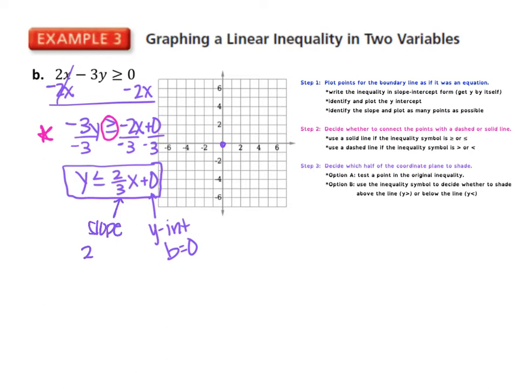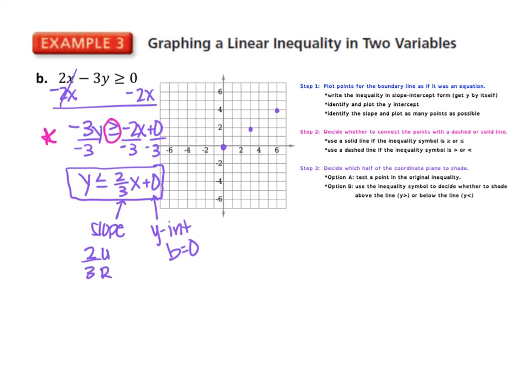If my slope is 2/3, that means I go up 2 and to the right 3. Up 2, to the right 3, up 2, to the right 3. But that's the same as a negative divided by a negative, which would also be the same as down and to the left. So down 2, to the left 3, down 2, to the left 3.